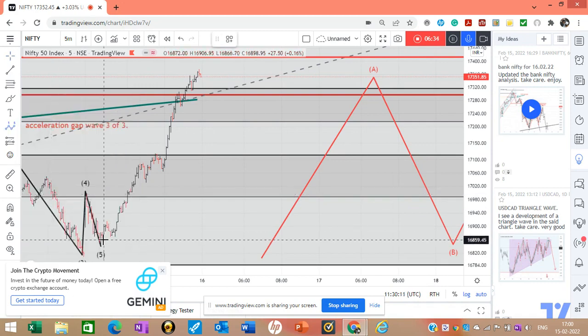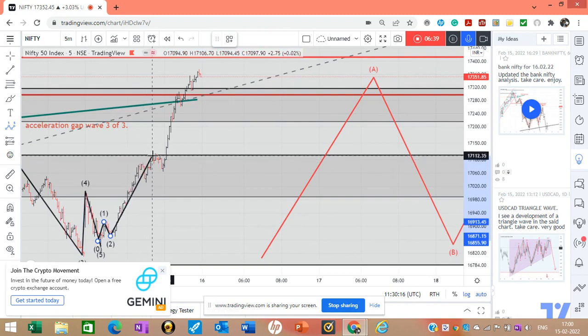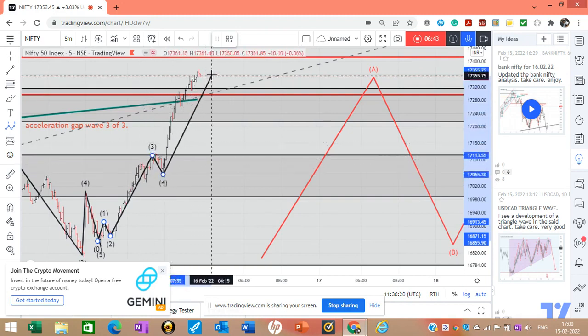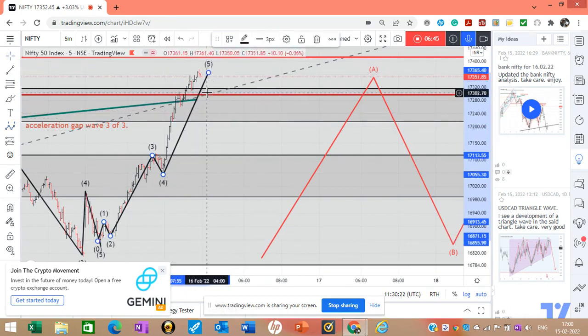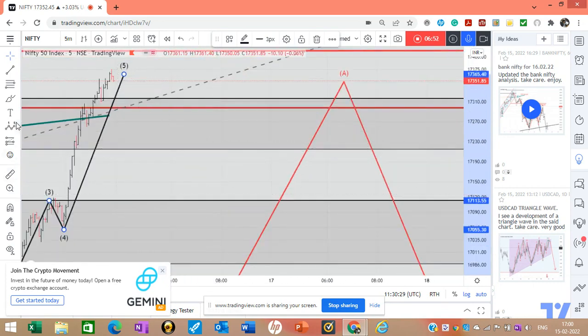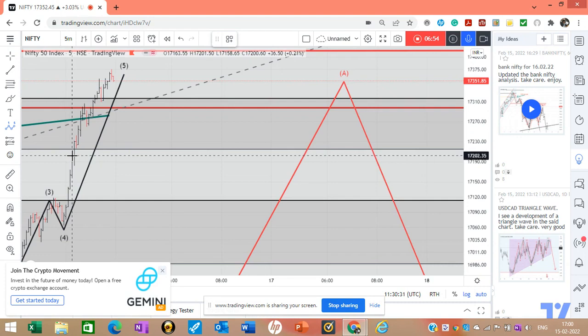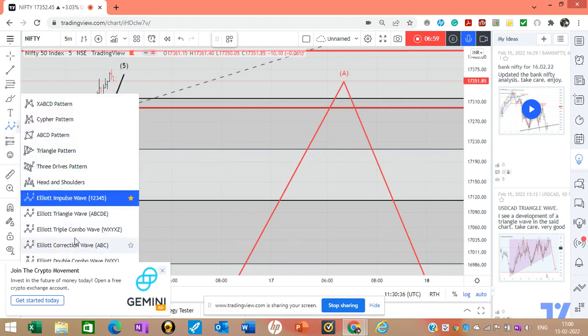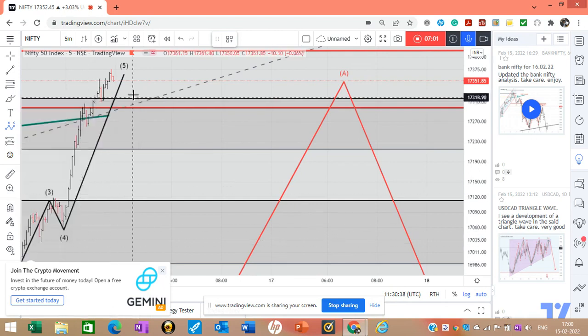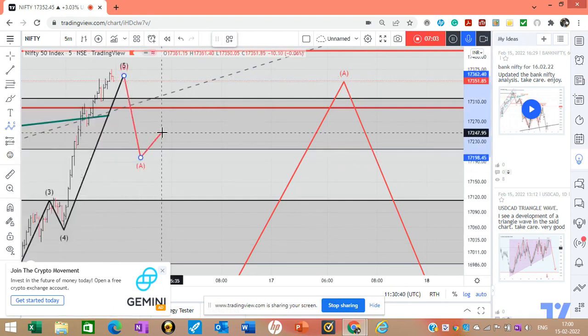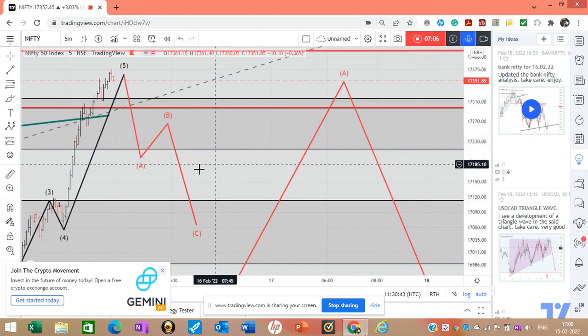One, two, three, four, and five. So this is also a five wave move up. And whenever we have a five wave move up, we are going to have an ABC correction. A, B, and C corrections.